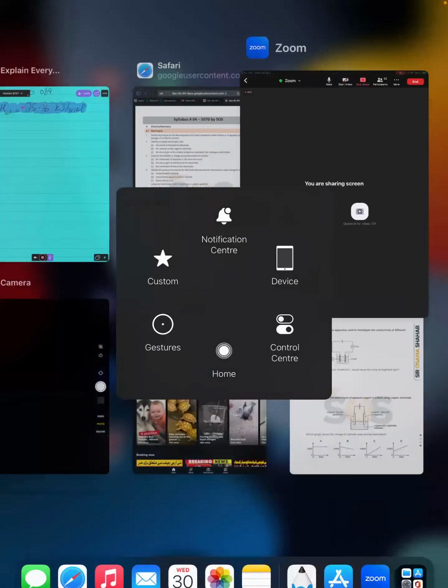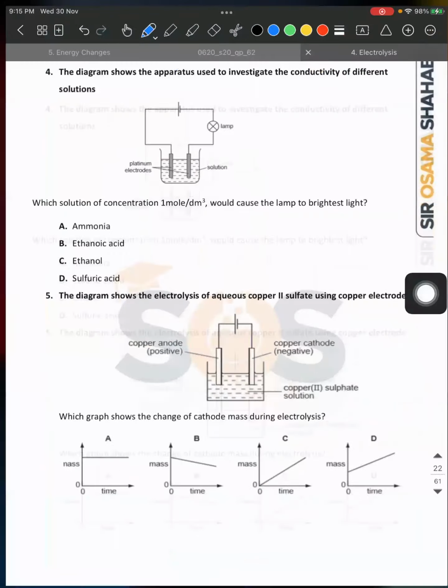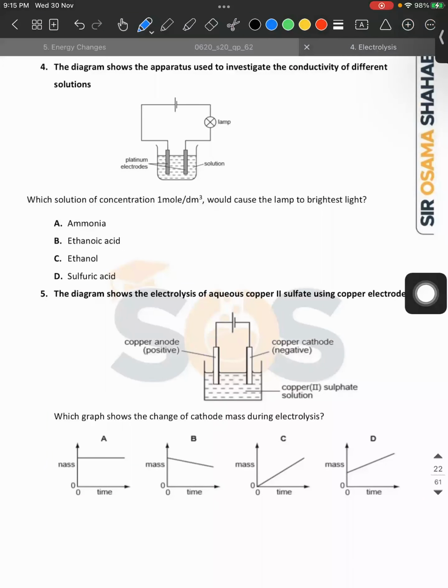Okay, now the next two questions are here. आपने ये वाला, if you talk about MCQ number 4, just look at over there. MCQ number 4 is saying the diagram shows the apparatus used to investigate the conductivity of different solutions, right? So we need to keep remember this whenever we talk about the solutions. They conduct electricity due to the presence of ions. So remember, solutions can conduct electricity due to the mobile ions. If they have mobile ions, they can conduct electricity, otherwise they cannot.